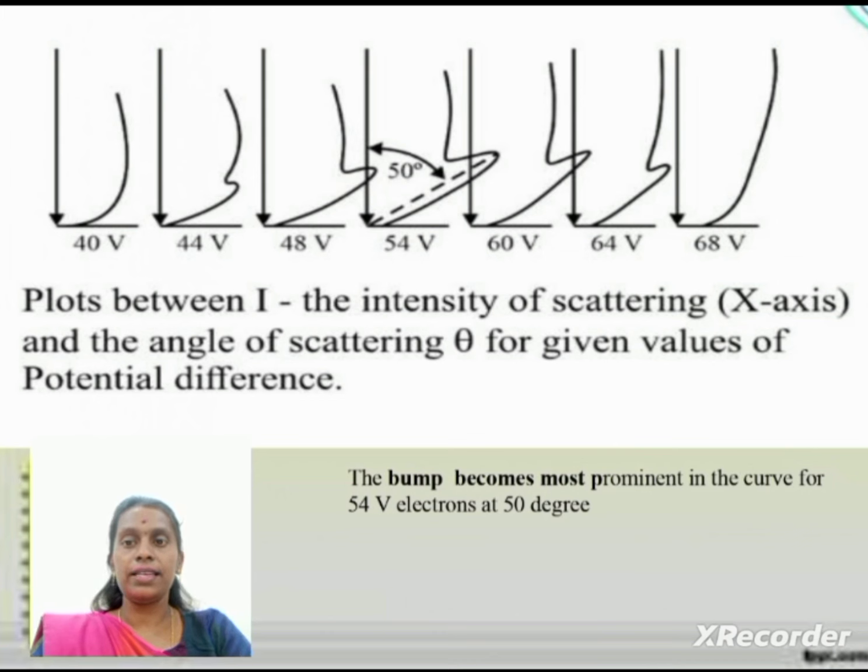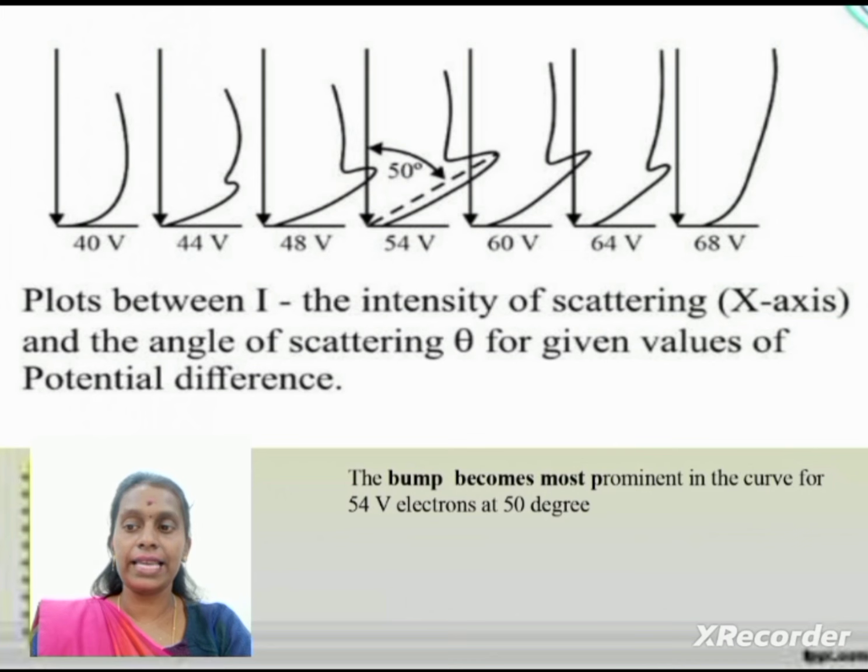As the accelerating voltage is increased to 48 volts, the length of the bump increases. The bump becomes most prominent in the curve for 54 electron volts at 50 degrees. As the accelerating voltage is further increased, the bump decreases in length and finally disappears at 68 volts.